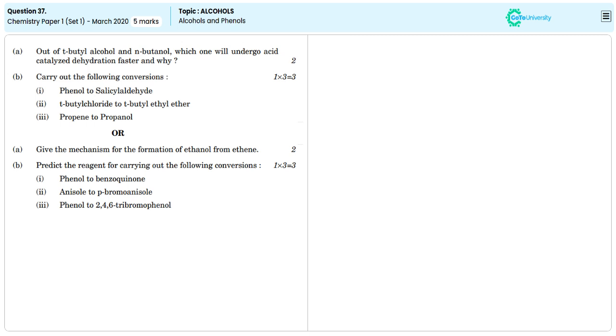The first step is protonation of alkene to form the carbocation by electrophilic attack of hydronium ion. So we are starting from H2O. H2O on reaction with H plus ion will produce H3O plus ion, that is hydronium ion. Now we are taking the alkene. Any alkene you can take. I am simply representing the alkene like this. Now this alkene reacts with the hydronium ion, that is H3O plus.